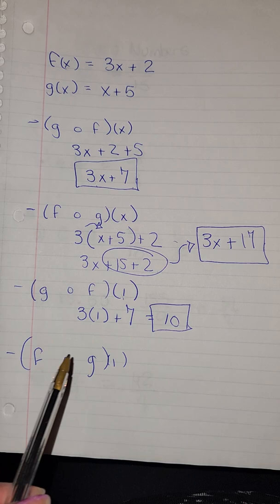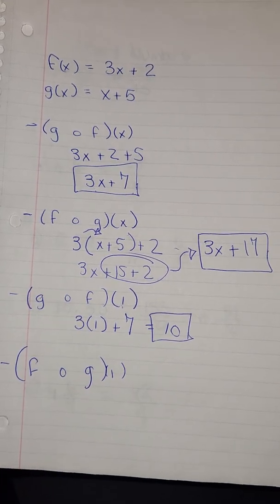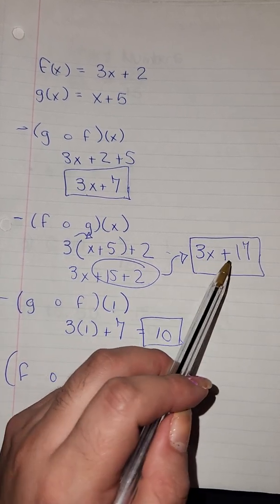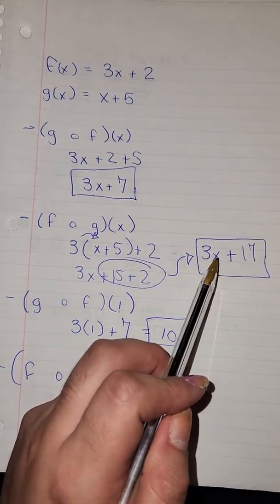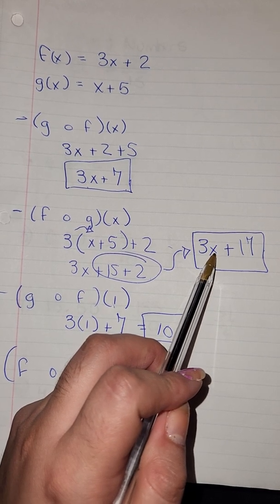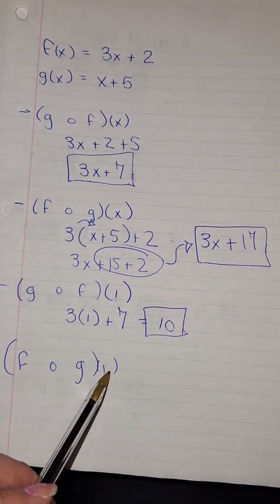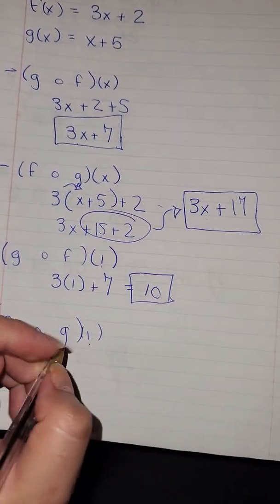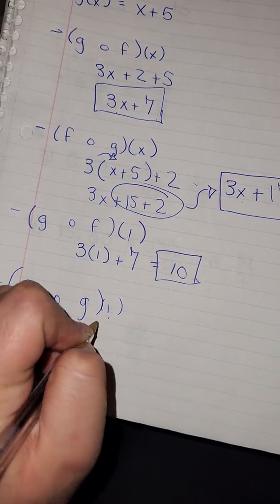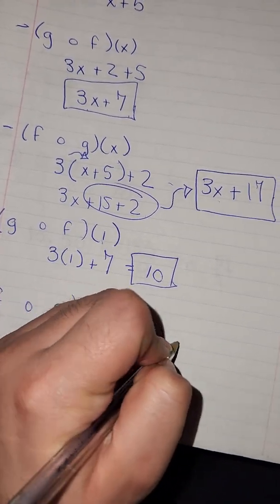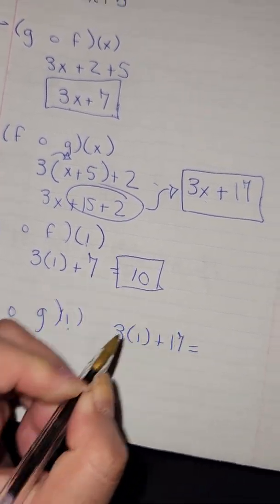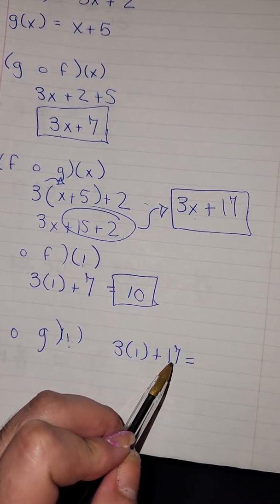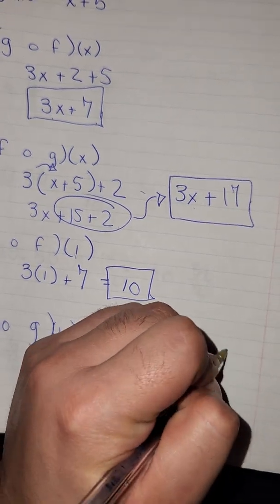Now try to solve f of g when x equals 1. For f of g of x, we got that the new equation is 3x plus 17. So wherever you see an x in this new equation, you're going to plug in 1 because we're given the variable 1 here. So it reads like this: 3 times 1 plus 17 equals 3 times 1 is 3, plus 17 is equal to 20. And that is your answer.